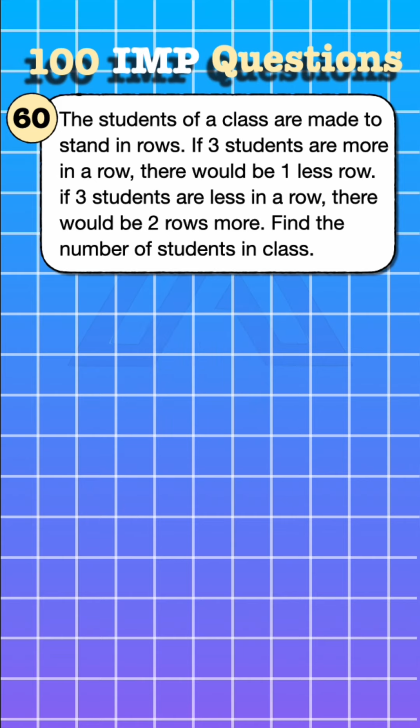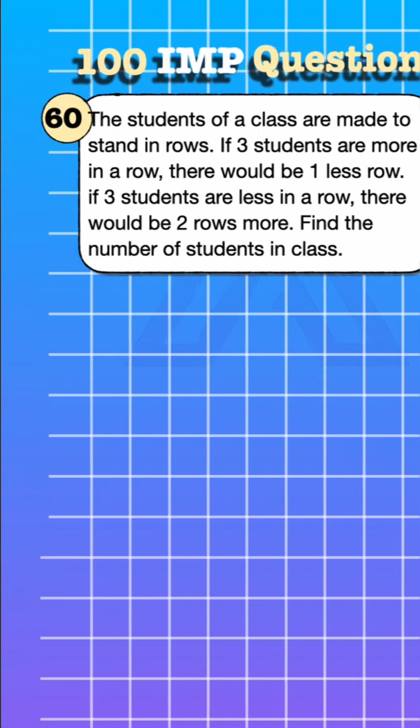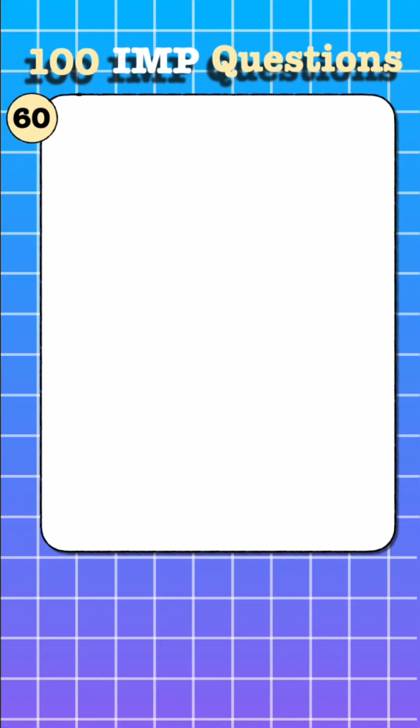Question number 60. The students of a class are made to stand in rows. If 3 more students are in a row, there would be 1 less row. And if 3 students are less in a row, there would be 2 rows more. Then find the number of students in the class. Very important question. So imagine that there are students standing in the rows.